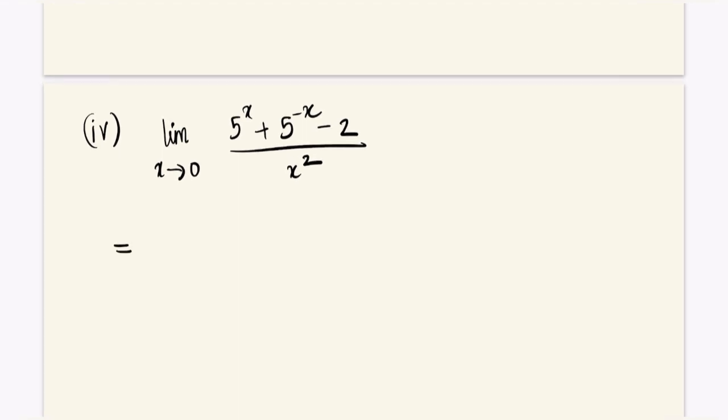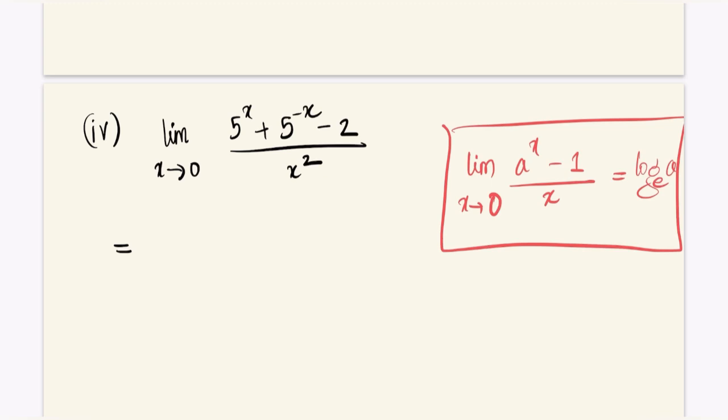Again, this does not seem to be one of the standard formulae, but you can always bring it into that form. So you might have already got a hint that the formula that I'm looking for here is limit of a raised to x minus 1 upon x as x approaches 0 in this case, and that's log of a to the base e. But the question is not in this form. So how do I bring it in that form? The first thing that you can do is apply law of indices, write that 5 raised to minus x as 1 upon 5 raised to x.